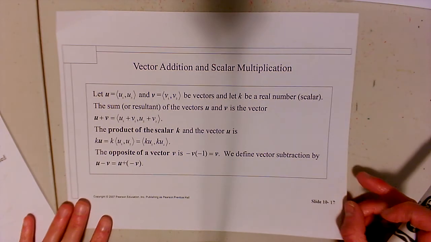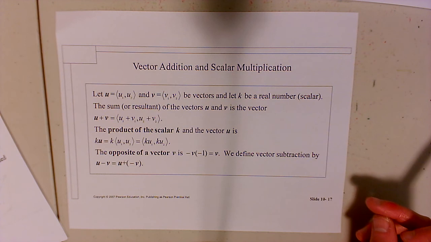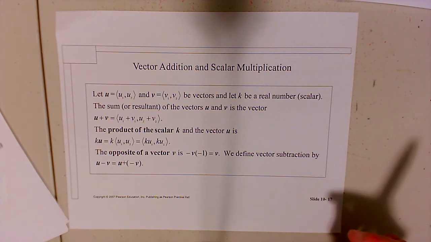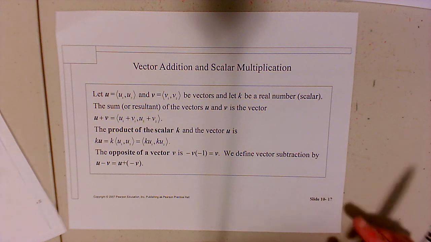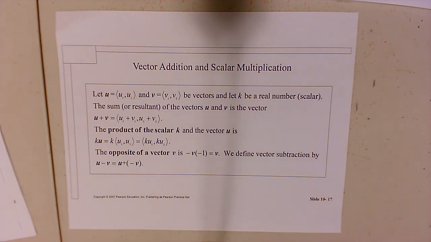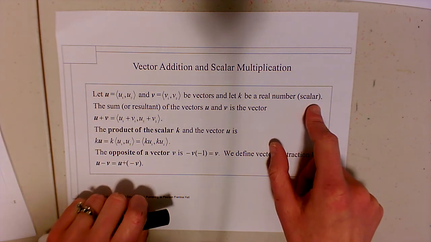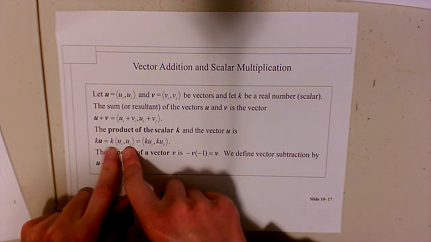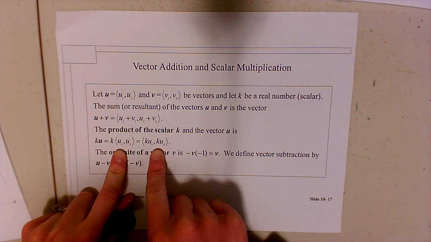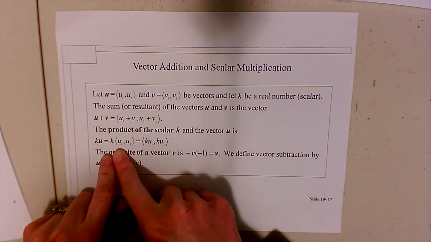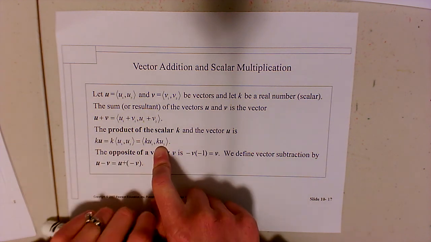Alright, and then because vectors have magnitude, we have to be able to do things to them, like add, subtract, and multiply them. So we've got to talk about vector addition and scalar multiplication. Let's say u represents one of our vectors, v represents another vector, and k is some real number or scalar. We can multiply the vectors by k, and in that case you just multiply both components by k. So the product of the scalar k and the vector u is just ku sub 1, comma ku sub 2.